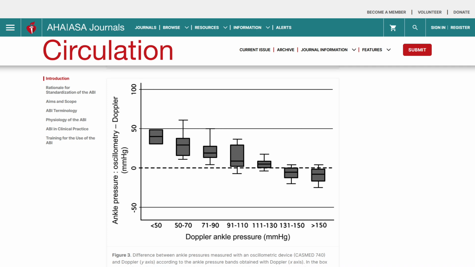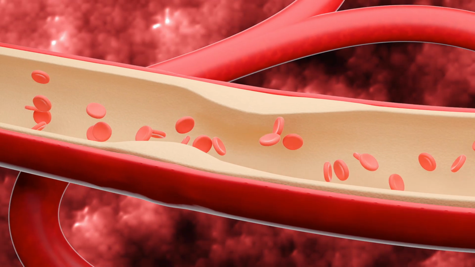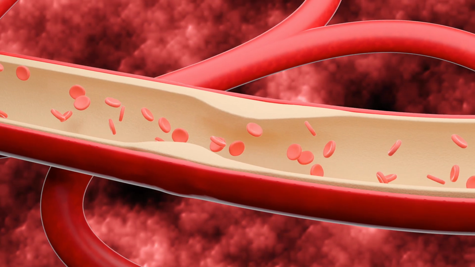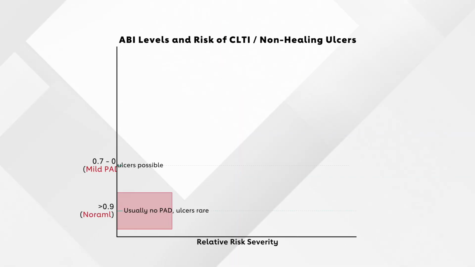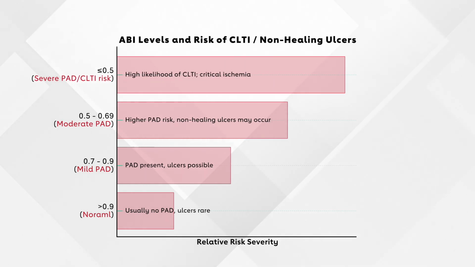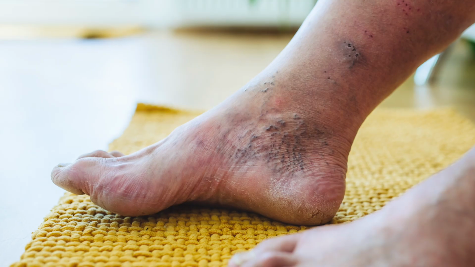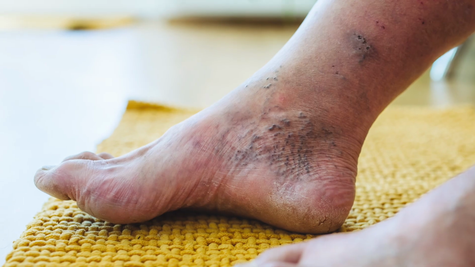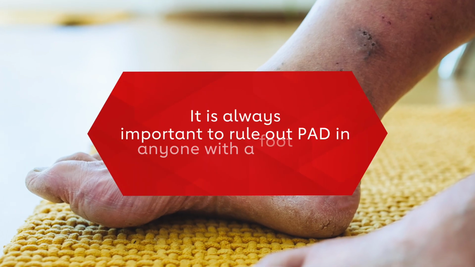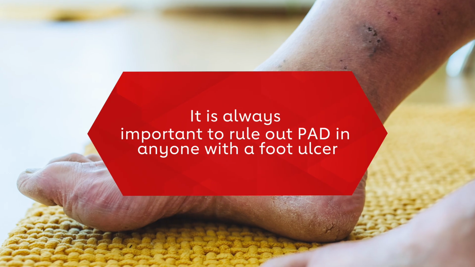ABI measures ankle to brachial blood pressure ratio and indicates perfusion status. However, in diabetics with calcified vessels, ABI can be falsely elevated, so TBI, toe brachial index, is often more reliable. Typically, in PAD patients, chronic limb-threatening ischemia, CLTI, is more likely with ABI less than or equal to 0.5, but non-healing ulcers can occur at higher ABI levels or with toe pressure and perfusion issues. However, if there are other causes such as venous hypertension or pressure, PAD will exacerbate the ulcer and delay healing. Therefore, it is always important to rule out PAD in anyone with a foot ulcer.